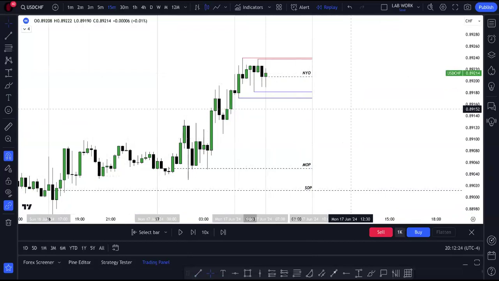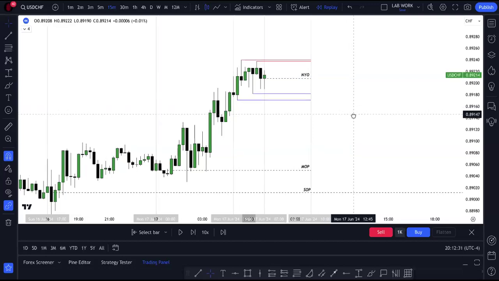Sometimes it happens very early in the week. Sometimes it happens midweek. Sometimes it happens at the end of the week. And you'll see it happens in different parts of the week. But if you are vigilant, you come to the market every day with this idea in mind.